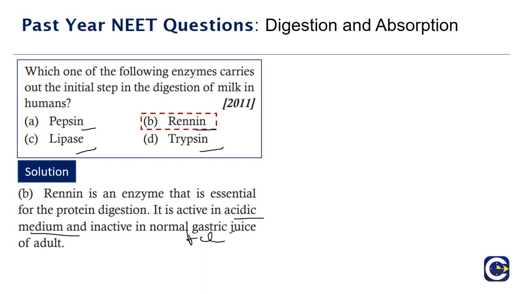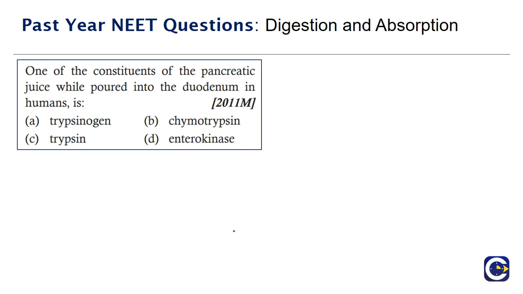It's present in children. One of the constituents of pancreatic juice when poured into the duodenum is... It's a tricky question, so we generally tend to make a mistake. We have chymotrypsin, trypsin, so we might think both options are right. No. When enzymes are poured into the duodenum, they are poured as inactive zymogens. So trypsinogen and chymotrypsinogen. Enterokinase is produced by the duodenal epithelium mucosal cell itself, and it activates all the trypsinogen and chymotrypsinogen. So the answer is trypsinogen.